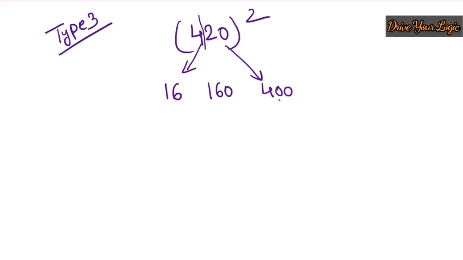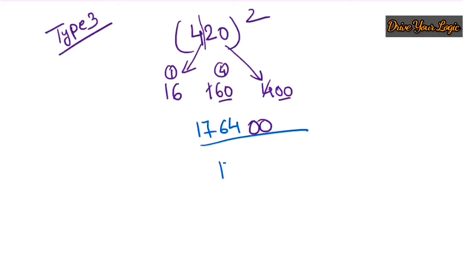Same way, only 2 digits you can write here. So this 4 will be carried here. There is no need of writing it here. And this one you carry it here. You will write only 2 digits. So answer 0, 0, 0, and then 60 plus 4, that is 64, and 16 plus 1, that is 17. So your answer is 176400. 176400 is your answer. Clear?